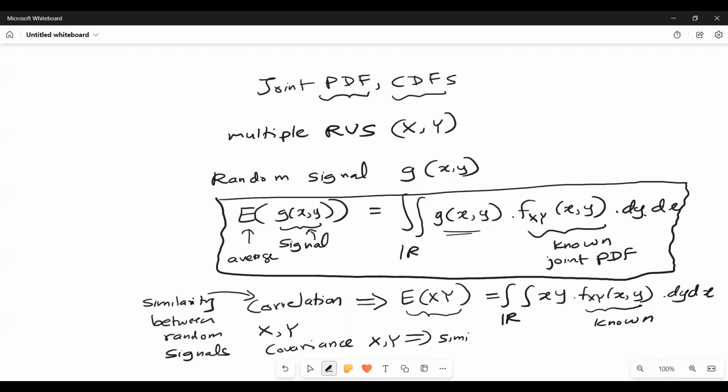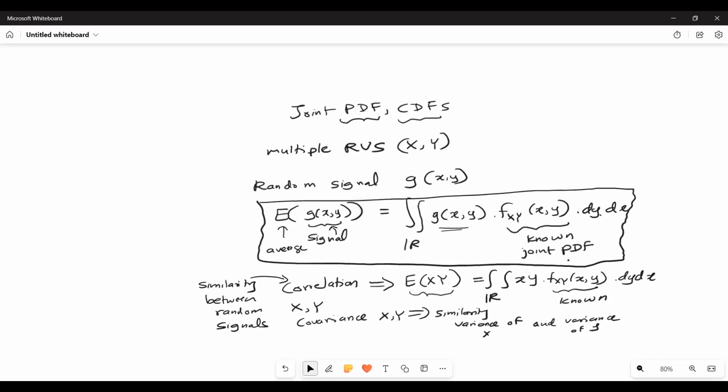So similarity between the variance of x with respect to its mean mu, let's say, and the variance of y with respect to its own mean, which could be another mu. So you are going to compare the two variances of x and y, and then say how much similarity there is between those two variances.